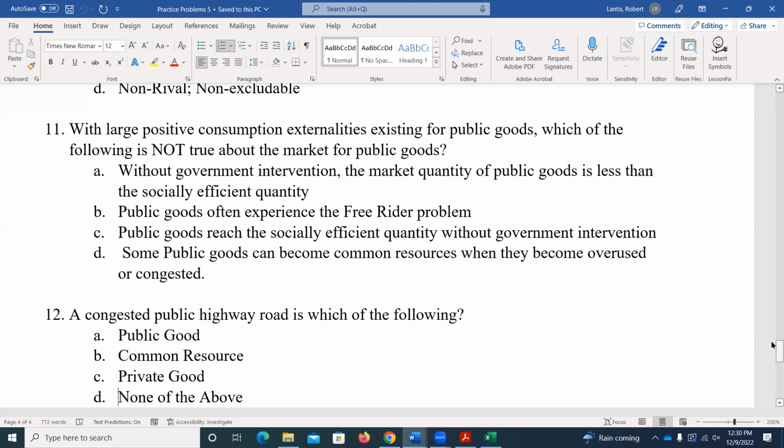Any questions there before we keep going? So we were looking for the one that wasn't true there, which hopefully would be an easy question on the exam. We know that we need government intervention.